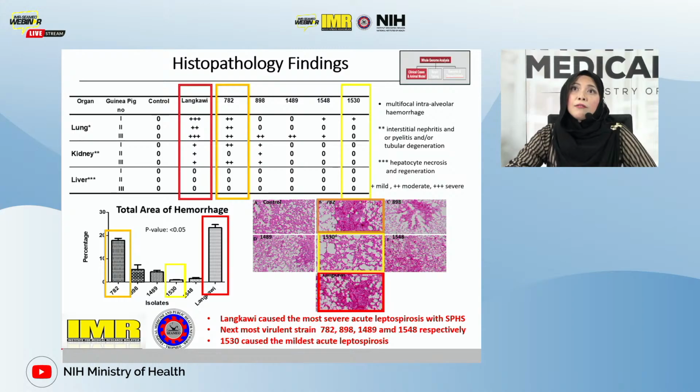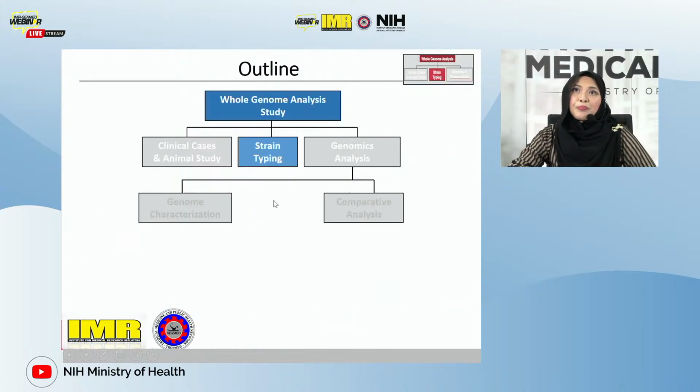The findings of histopathology confirmed that the results were concordant with the previous severity score, whereby Langkawi had caused the most severe acute leptospirosis, with a total area of hemorrhage in the lung of around 25%. The next most virulent strain is 782, followed by 898, 1489, and 1548 respectively, and strain 1530 has caused the mildest acute leptospirosis.